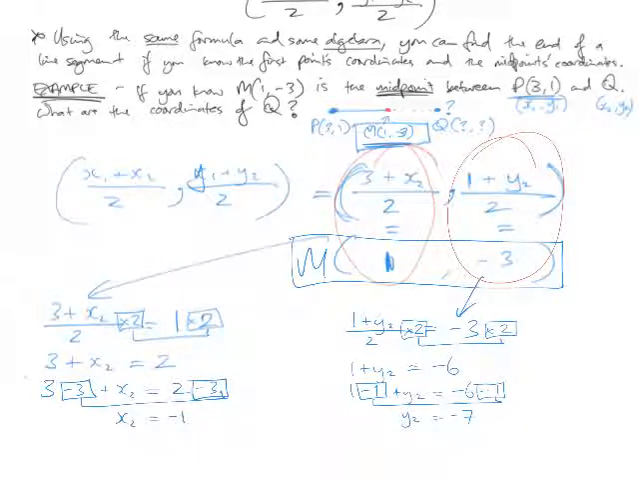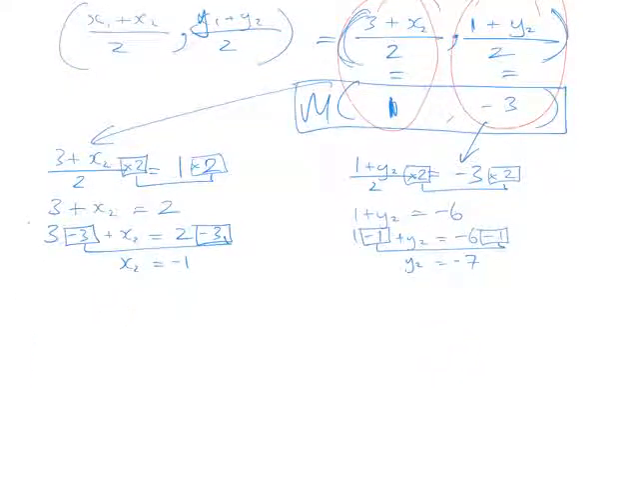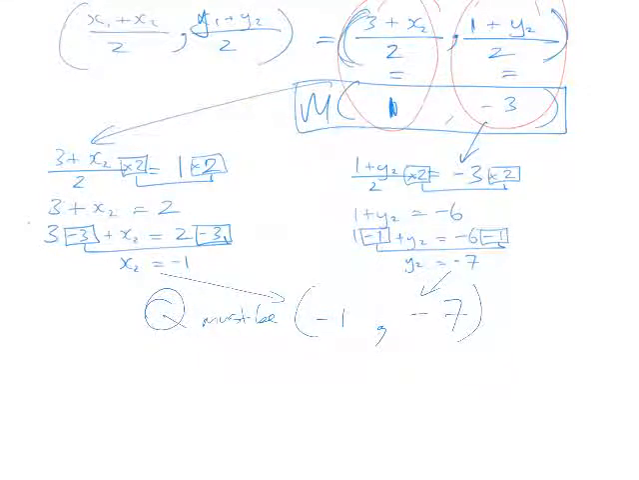So that tells us, now that we've used some algebra, Q must be (-1, -7). Hopefully that helps you out with those later questions in the previous exercise, finding the end point when you know the first point and the midpoint.